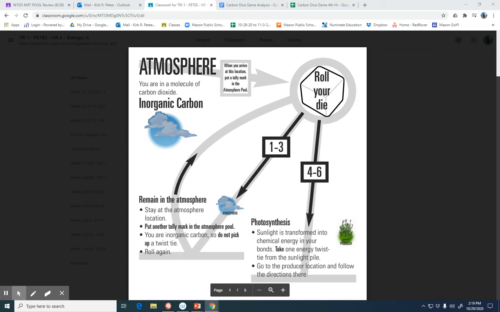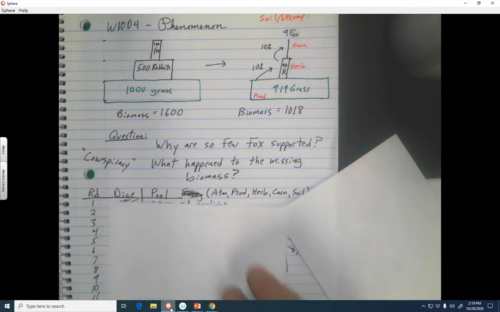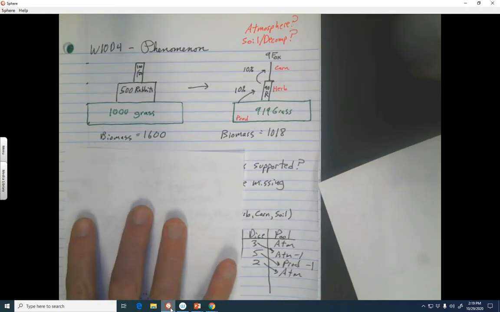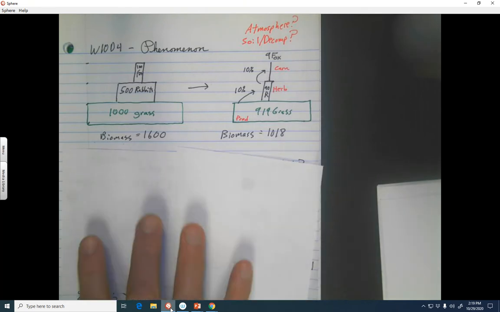Today, we conducted the carbon dice game. The first thing that we did is we discussed our pyramids from yesterday. So let's take a look. Our big question is looking at our pyramids, as we see here. We asked our students to produce the most ideal pyramid.